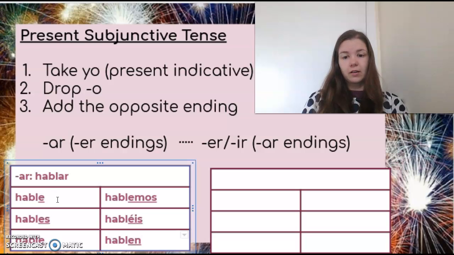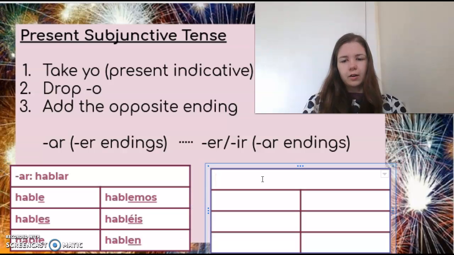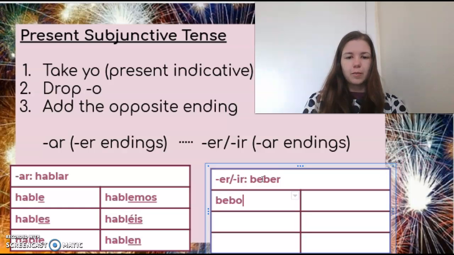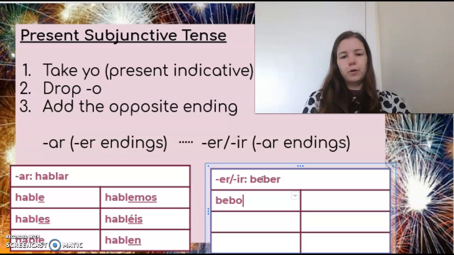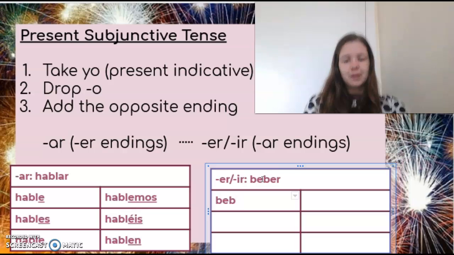If you want to write down the endings separately, these are what I underlined. Any ER or IR verb are now going to use the AR endings. So I will do beber, to drink, as an example. The yo form of beber is bebo. So step 1, take my yo form. Step 2, drop the O. Now I'm going to add my opposite ending, and here, same thing, the yo ending is going to be the usted ending, which is my A.